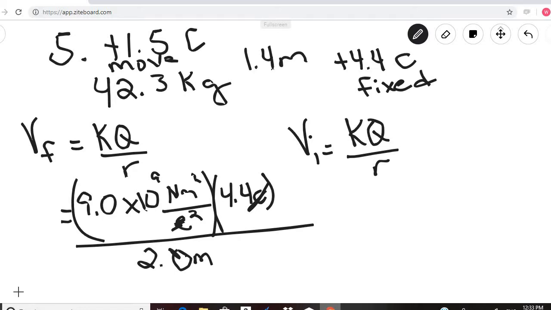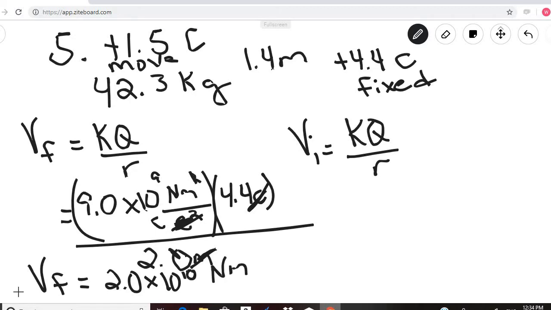One of these coulombs is going to cancel, so we'd be left with a coulomb here. One of the meters will cancel, so you're going to be left with a Newton meter over Coulomb, which is a volt. So VF is going to be equal to 2.0 times 10 to the 10 Newton meters over Coulomb, which is a volt. And so that's the final.